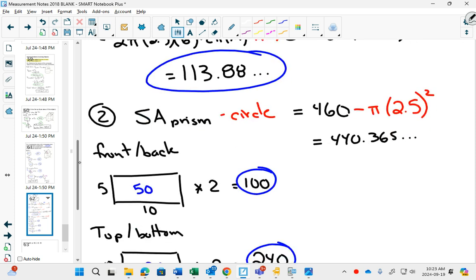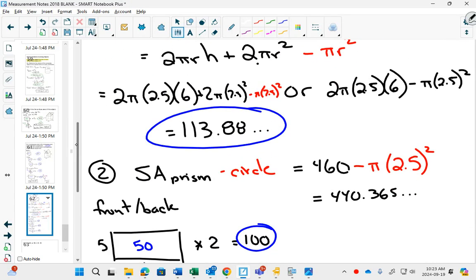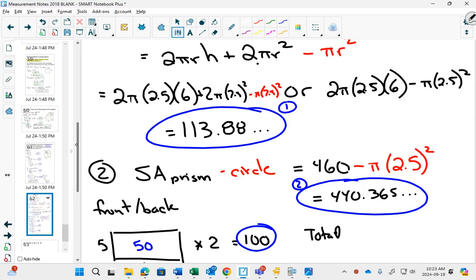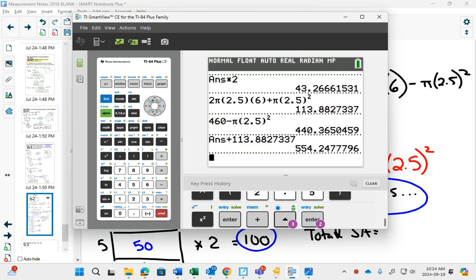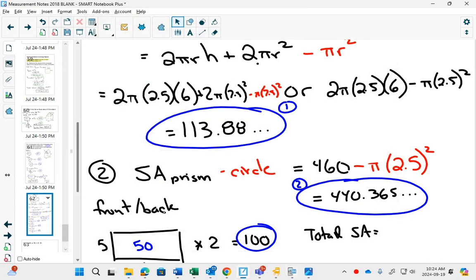So that was section number 2. And I'll circle that. Right, this was section number 1, this is section number 2. We've got our surface areas of both those sections, so now we can write a statement. My total surface area equals, and I'll just take this answer and add it to this answer. 554.248. What do we want to round to?